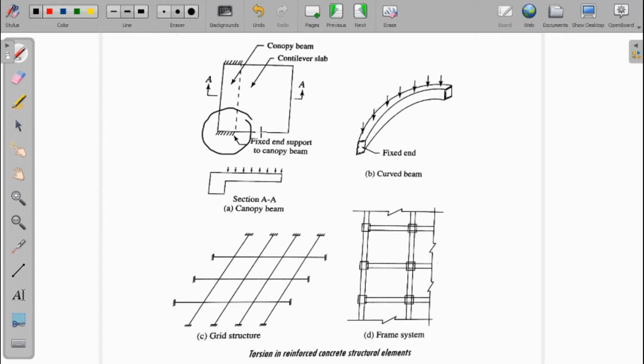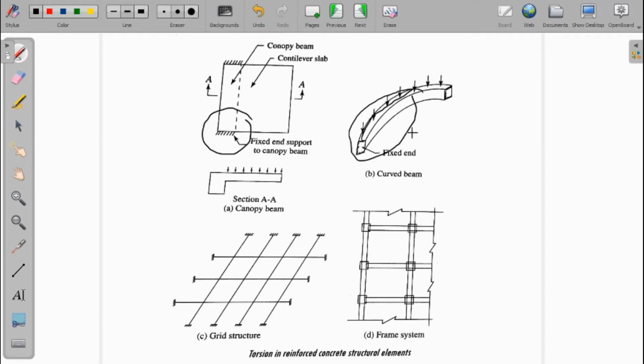Torsion in a curved beam is introduced because the CG of all the loads and reactions of this curved beam is on one side of a section of the beam, and does not lie on the axis of the beam. This is the axis of the beam, and it is not lying on it, if you take the CG of the shear and the moments.